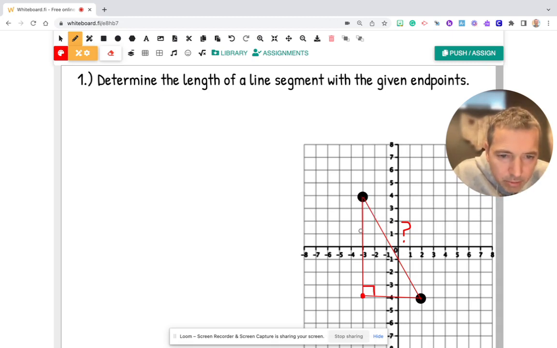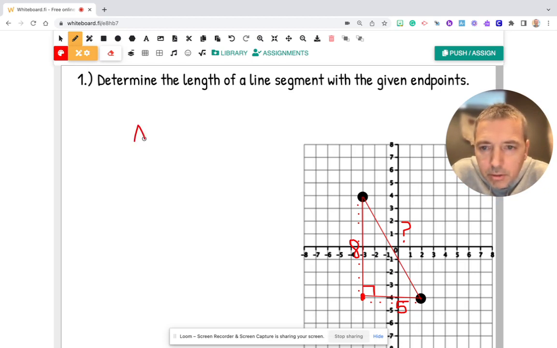But I can count going down and I can count going across because we have full spaces. So let's see how long it is from here to this dot. 1, 2, 3, 4, 5, 6, 7, 8. That's 8 units. 1, 2, 3, 4, 5. This is 5 units. So once I have that labeled, now I want to use my formula, a squared plus b squared equals c squared.